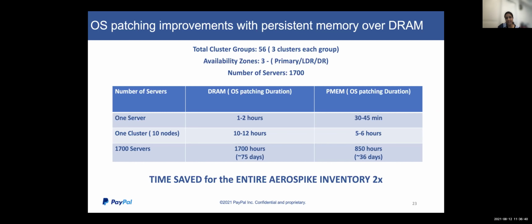Earlier our patching cycle used to be 90 days. But now the patching SLA is getting more stringent, and we have to patch the entire inventory within 30 days. With the introduction of PMEM, we are quite confident that we'll be able to achieve our target of 30 days as well.